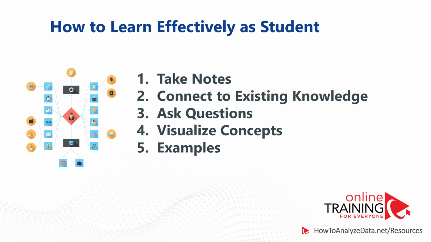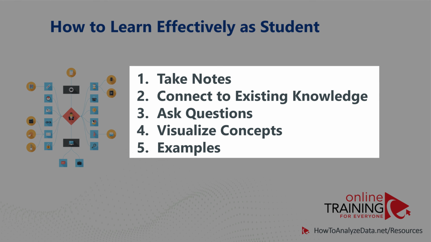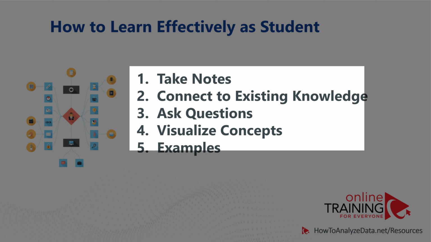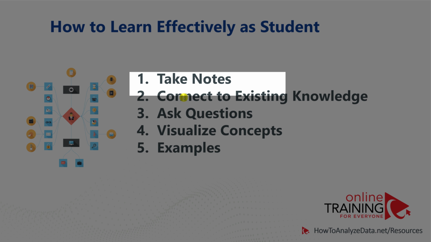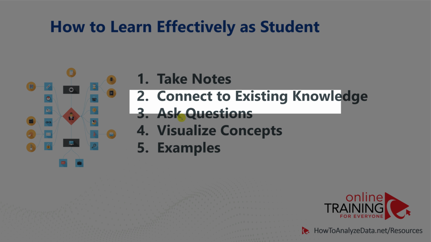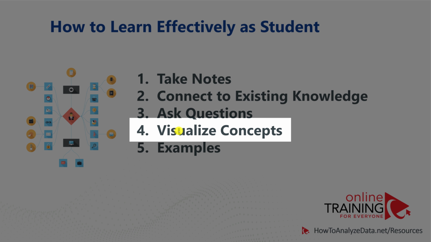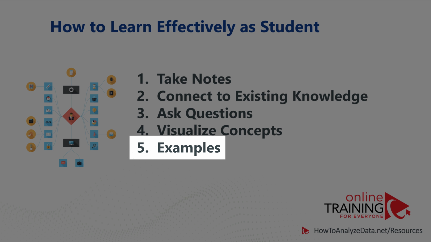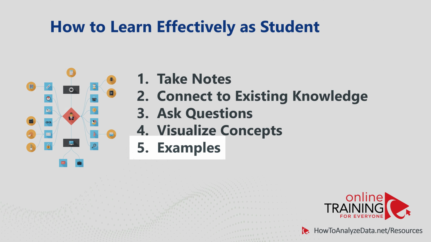For example, when you were doing initial brainstorming, you might have come up with five different ideas of how to learn more effectively as a student. You can take notes, you can add new information to existing knowledge, you can ask questions, you can visualize concepts, you can review and process the examples. Let's look at how we can take this information to the next level.